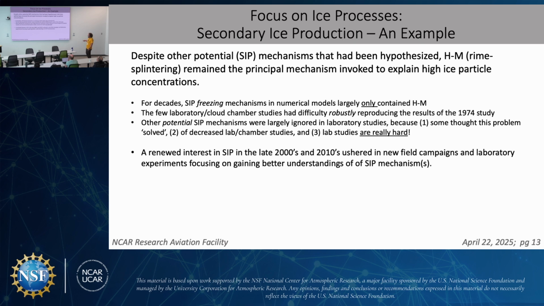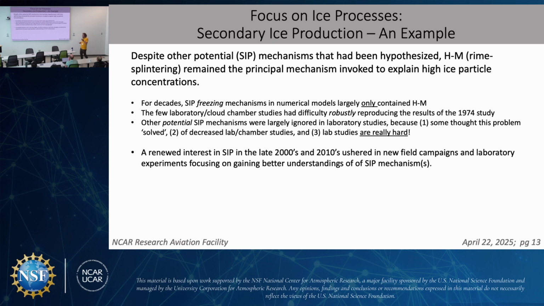And rime splintering as a secondary ice production mechanism, also known as the Hallett-Mossop process, became incorporated in all of these numerical simulations and was utilized as the principal mechanism for describing why we have way more ice in natural clouds than we would expect through primary nucleation alone. Everyone was happy for dozens of years, okay?